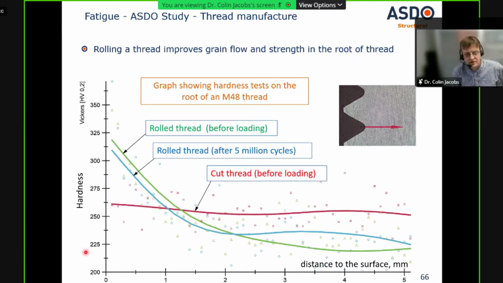We've done quite a lot of studies on thread manufacture and the improvement in fatigue, and what we found is that if you roll a thread, what happens is in the root here, you get a much stronger material, which aids the fatigue resistance. So we found really this is a rolled thread before we've actually started loading and after rolling. So you can still see we've got high strength, whereas a cut thread has a very much lower strength in that root.